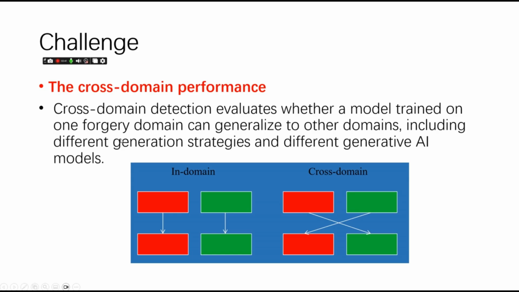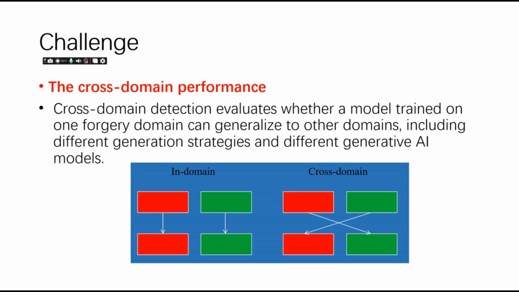Cross-domain detection evaluates whether a model trained on a forgery domain can generalize to other domains, including different generation strategies and different generative AI models. For example, different generation strategies include face swapping and face editing. We call them different strategies. So if your model is trained on face editing, can you use your model to solve face swapping problems? This is cross-domain detection.